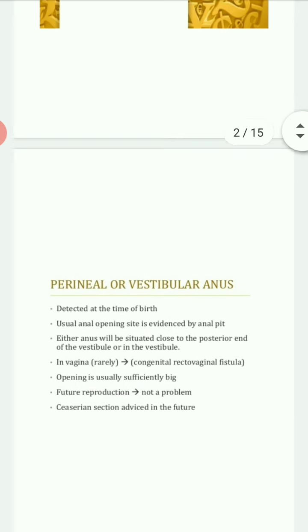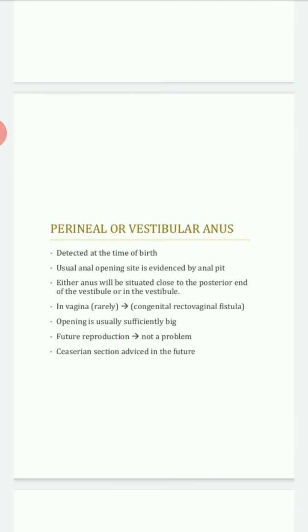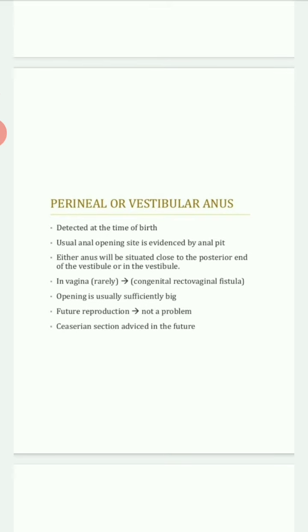Okay, coming to the perineal or vestibular anus, that is an abnormality which can be detected at the time of birth. Usually the anal opening site is evidenced by an anal pit. Either the anus will be situated close to the posterior end of the vestibule or in the vestibule.